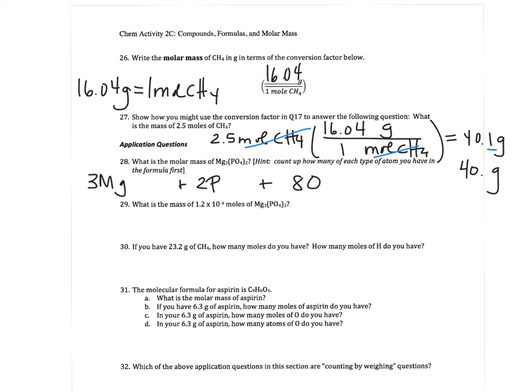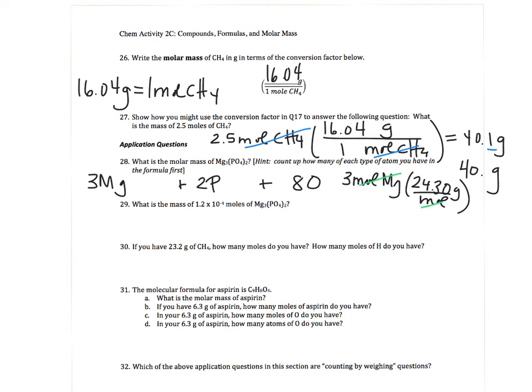Let me just make sure that everybody's clear how I got the 2 and the 8. This 2 outside the parentheses is going to double everything. So even though there's 1 phosphorus inside, we're going to double it. And there's 4 oxygens inside, so we're going to double it. So we get 3 magnesiums, 2 phosphorus, 8 oxygen. And if we look up the molar masses of those elements, what we're going to get is 3 moles of magnesium. And from the periodic table, we get 24.30 grams per mole for magnesium.